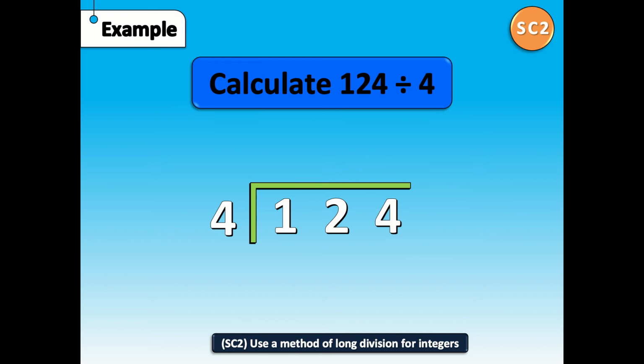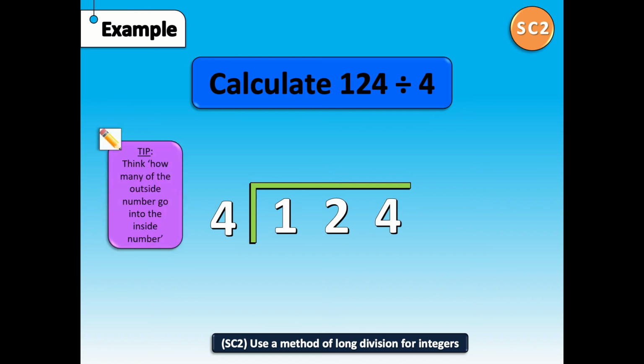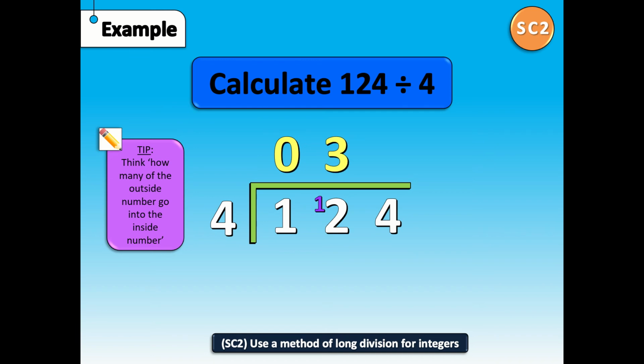Now we can say how many 4's go into 1. Well, that's 0 because 4 doesn't go into 1, so we carry the 1. Then how many 4's go into 12? Well, 4 goes into 12 3 times, exactly. Then how many 4's go into 4? Well, 4 goes into 4 once, exactly. So our answer is 31.